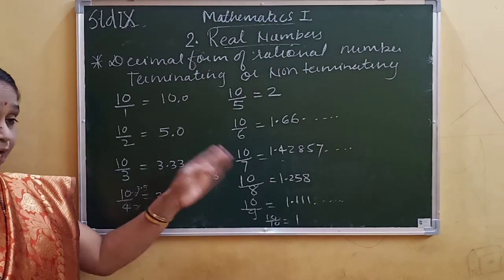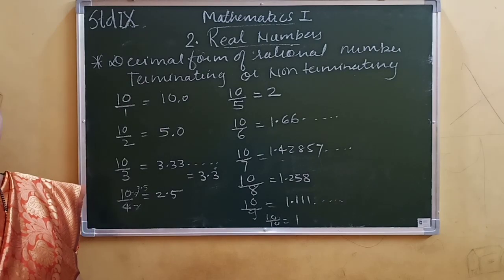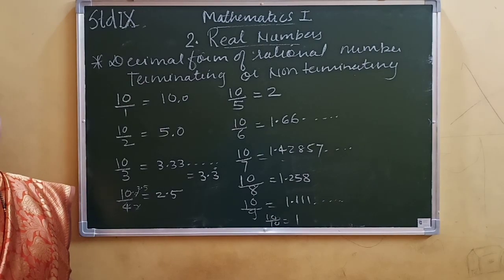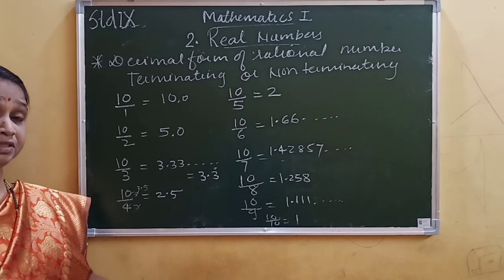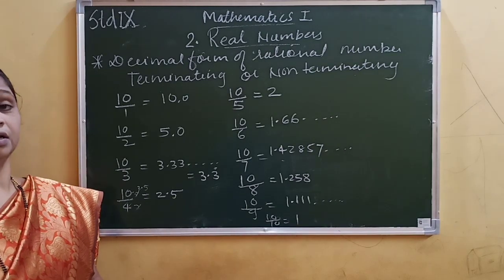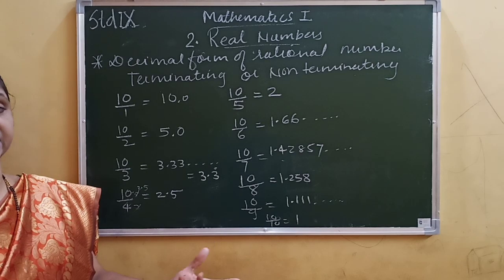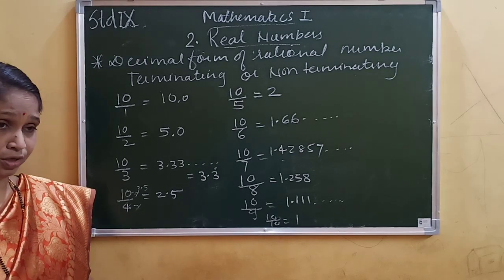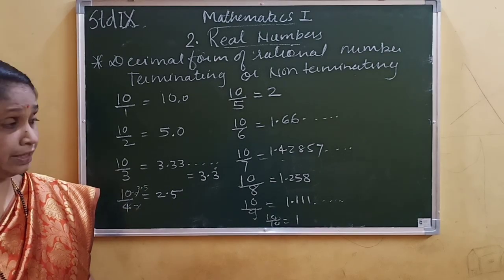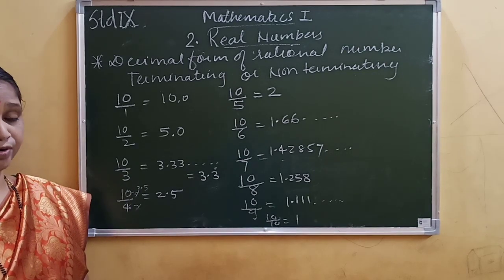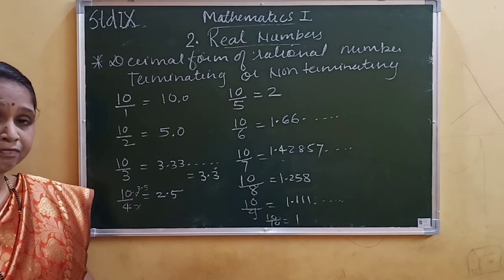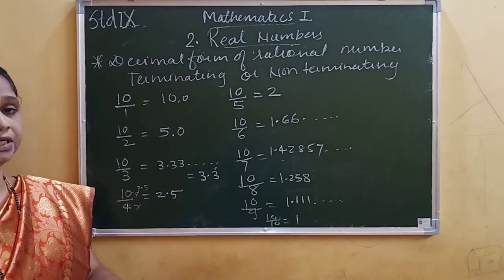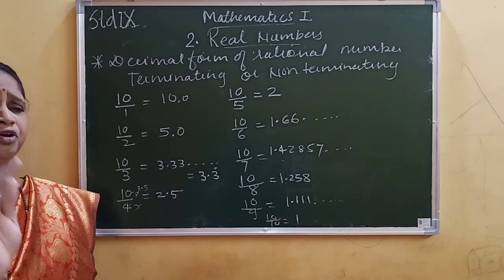Now why have I done all these divisions? To identify whether the division is terminating or non-terminating. By observation, by just seeing the denominator, we can say whether it is terminating or non-terminating. So how to identify? See, if the denominator has only the prime factors 2 and 5, those numbers will be terminating. The rest will all be non-terminating.